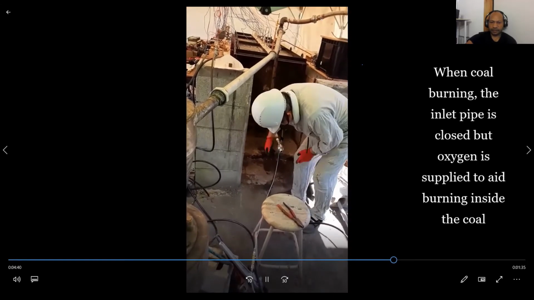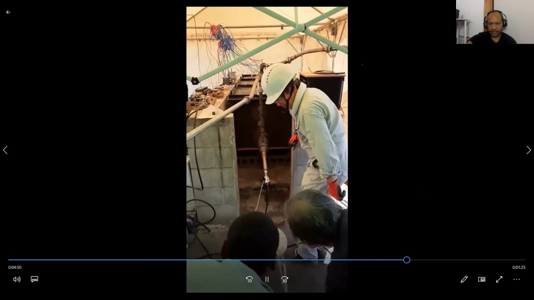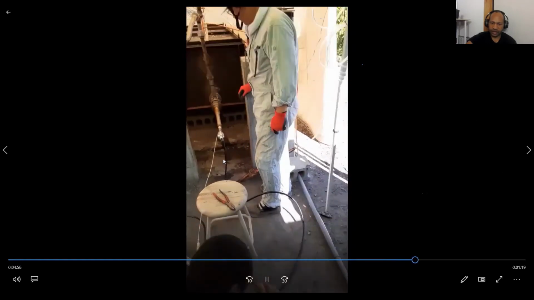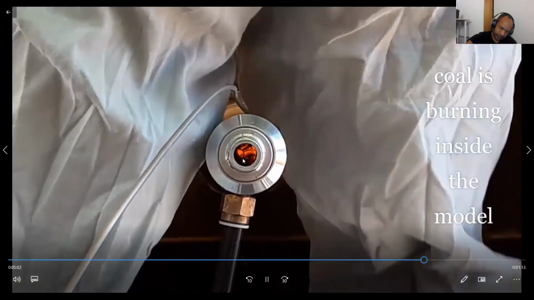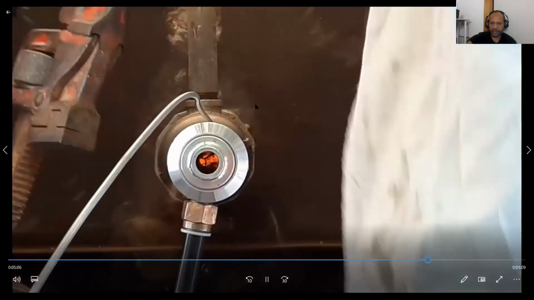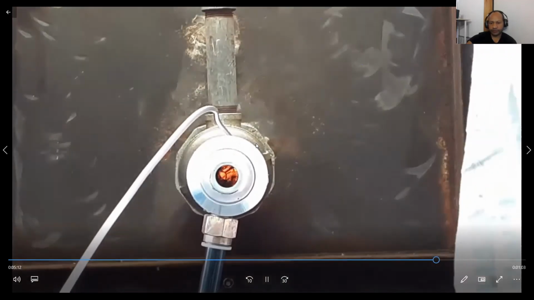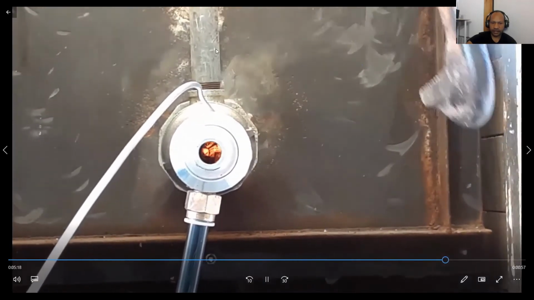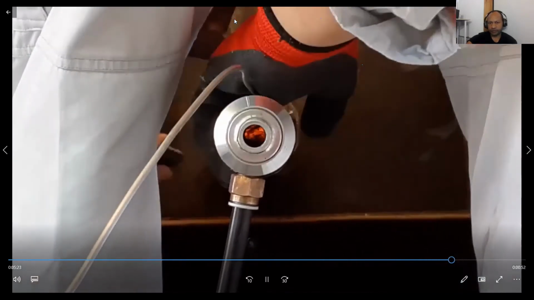Now this one is closed. If you take a closer look at this one, you will see that the coal is actually burning inside, and you can see the flame through this small pipe. You can see it's burning inside here. The coal is burning inside, and gas is produced as smoke. Now that this is closed, they will collect the exhaust gas, the gas produced from the burning, through the outlet pipe.